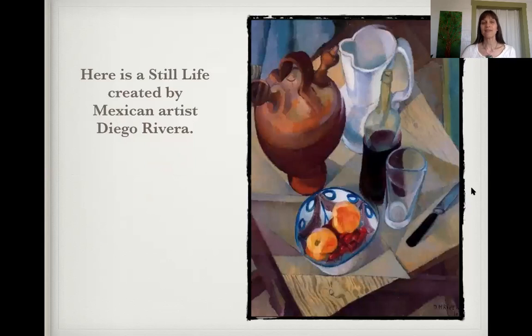Here is a still life created by Mexican artist Diego Rivera. You'll notice in this one that we have a vase, we have fruit, a table. There's no flowers in this one though. I like this one because we're looking from up above, almost like we're a bird, the bird's eye view.